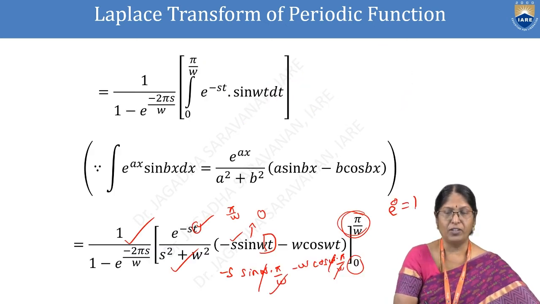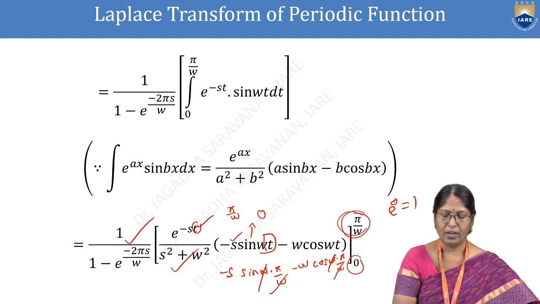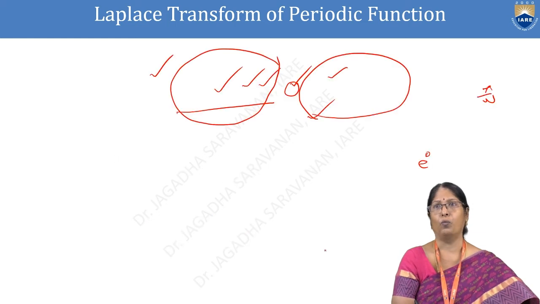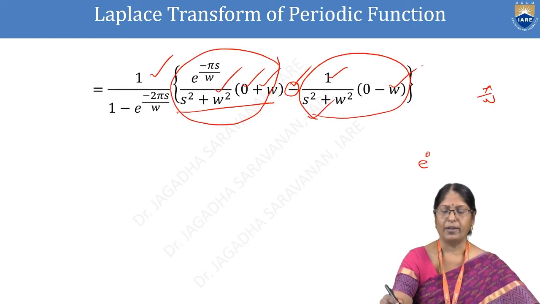Next, in this place, sine 0 is 0, minus w into cos 0. The cos 0 value is 1. So minus w.